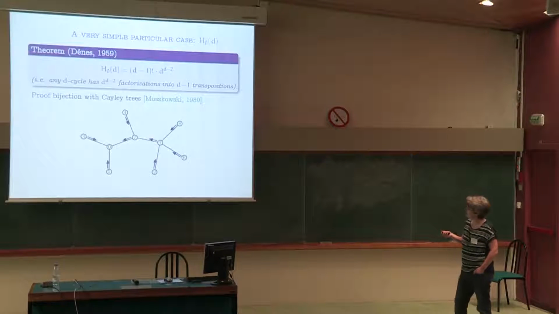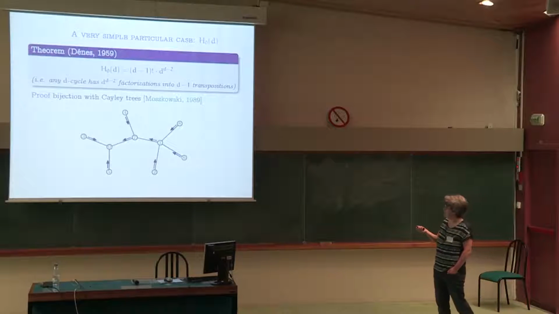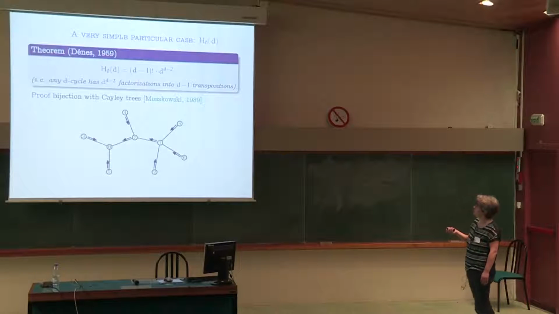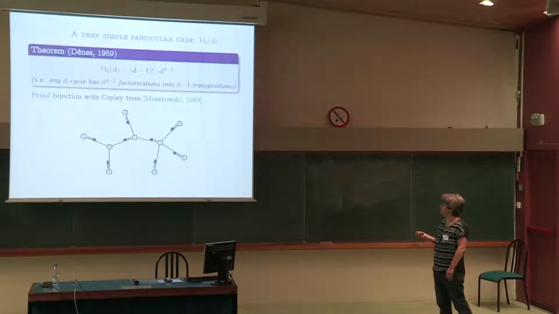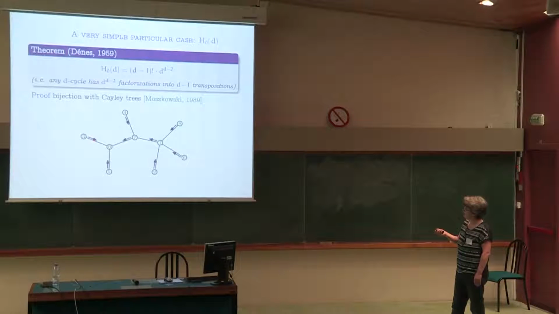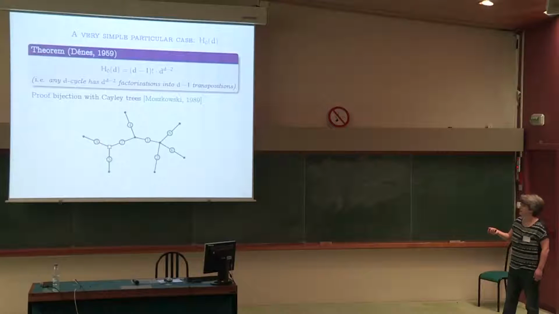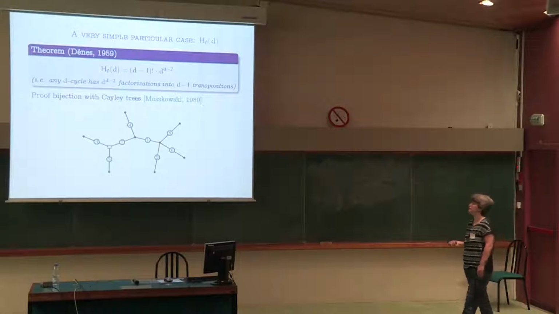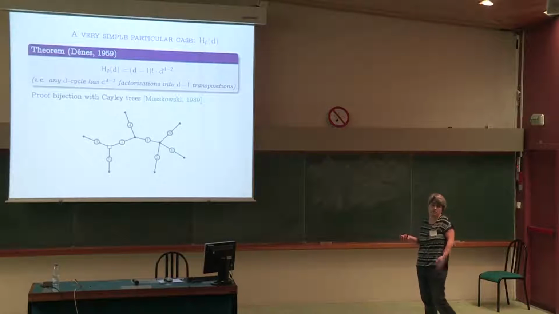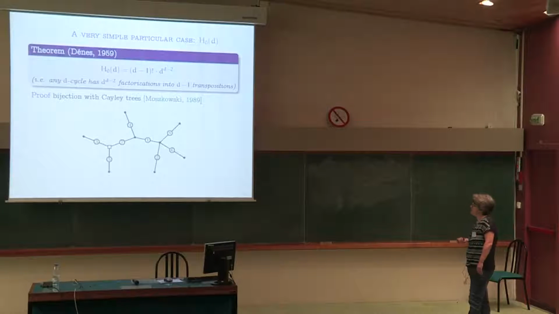How do you do that? I choose, for instance, the vertex with smaller label as the root of the resulting object, and I push any label along the path to this root vertex. I obtain this, so I have a root vertex, I have labels on the edges. That's clearly a bijection, so this is another way to see Cayley trees.